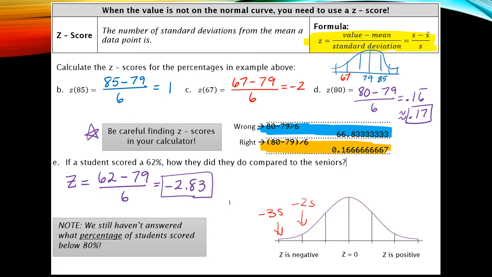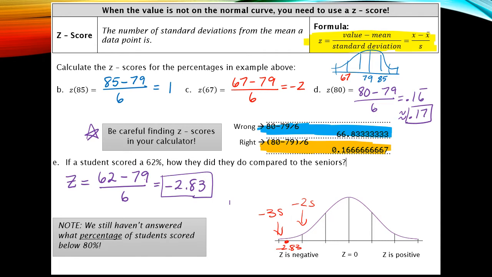So that person is like over here somewhere, negative 2.83. So compared to the rest of the class, they actually did quite a bit worse than everybody else did. So your z-score can tell you both if they did better or worse than average, and then it can tell you how much better or how much worse, depending on how big that number is.